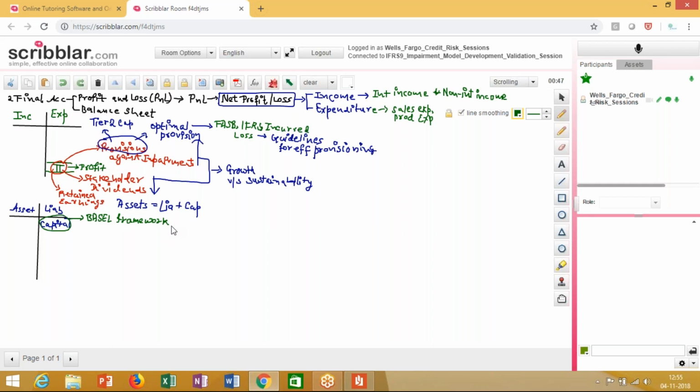The Basel framework, right? Now the question that comes up is, why do we need capital? Before we go into the question of whether Basel is better or IFRS 9 is better, let's address why we need capital if we have provisions. To do that, I'll draw a very famous diagram found in almost all regulatory texts, the loss distribution diagram of a bank.